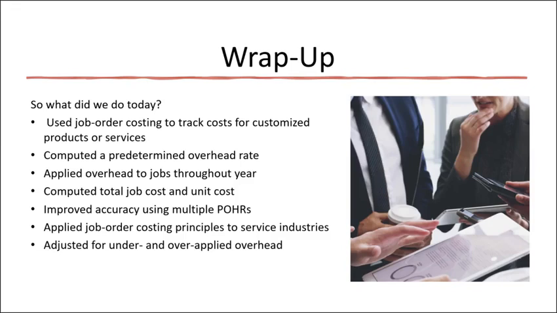Okay, so what did we do today? Well, we used job order costing to track cost for customized products or services. We computed a predetermined overhead rate. We applied overhead to jobs throughout the year, computed total job cost and unit cost, improved accuracy using multiple predetermined overhead rates, applied job order costing principles to service industries, and adjusted for under and over applied overhead.